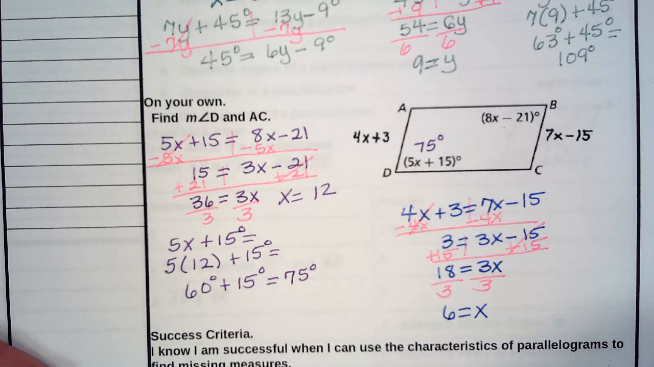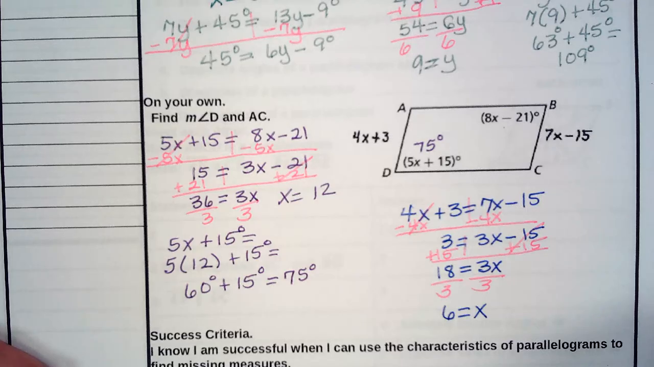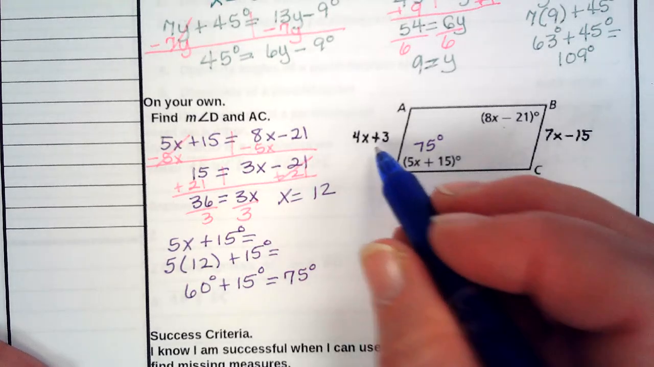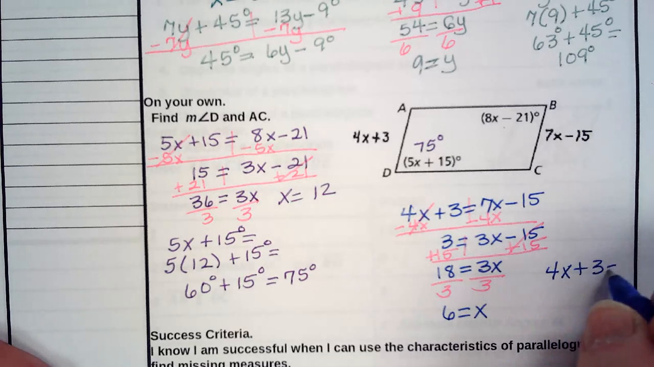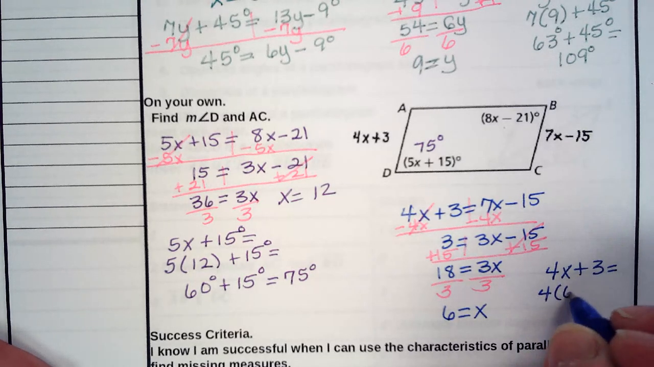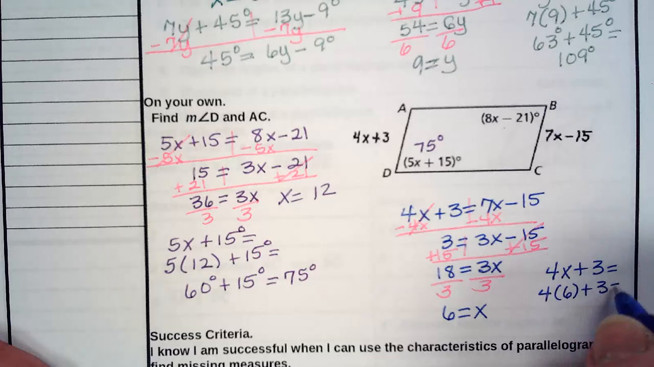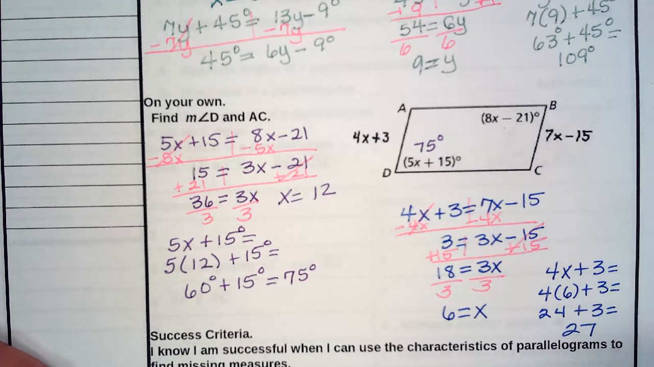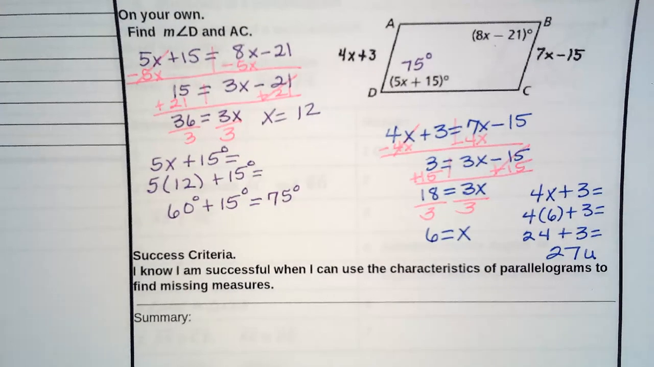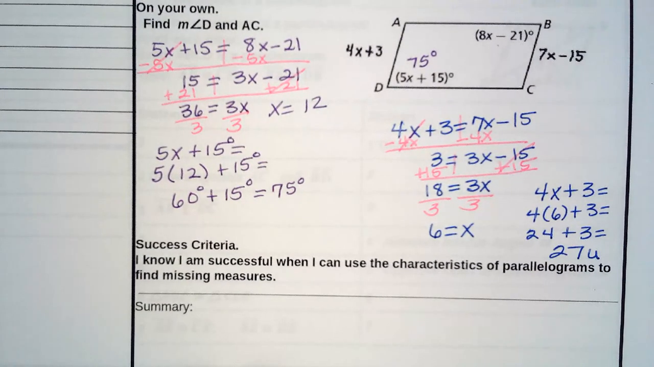But that doesn't tell me the length. I've got to use substitution. I think I'll use 4x plus 3. So that is 4 times 6 plus 3. 24 plus 3, which is 27. And we still don't know the units, so we'll just simply put units. So hopefully this makes sense and it's not too difficult.